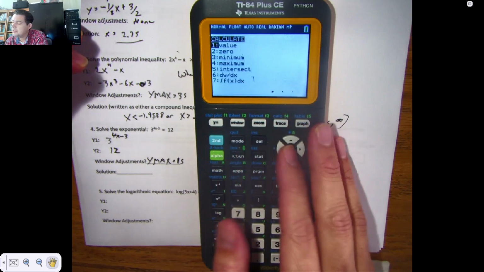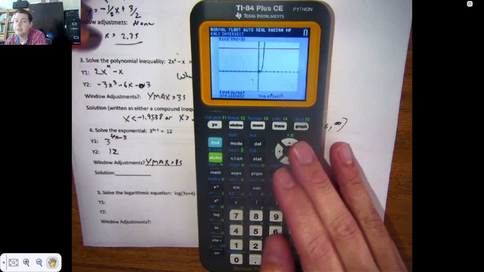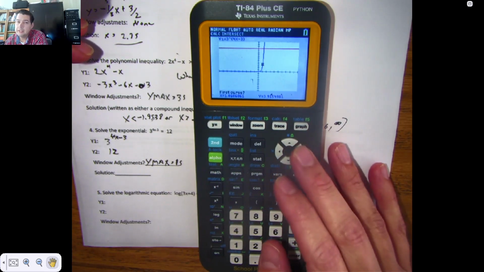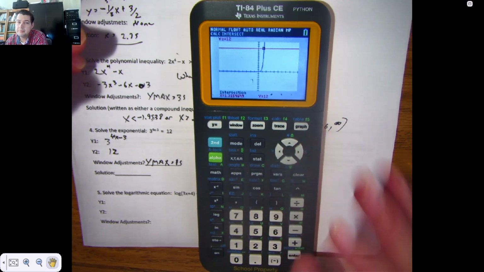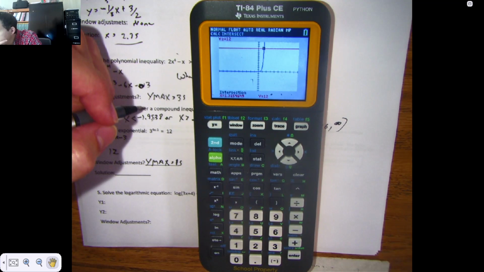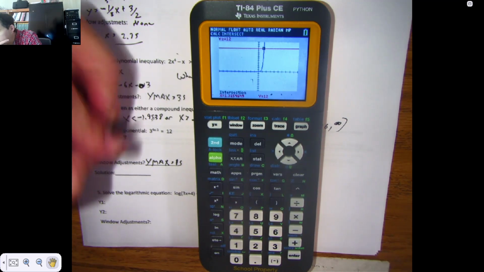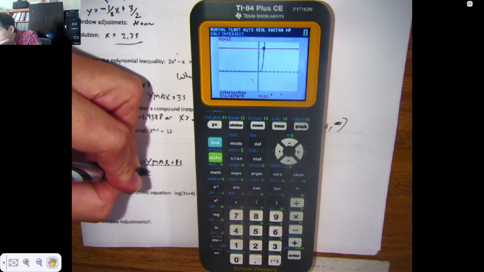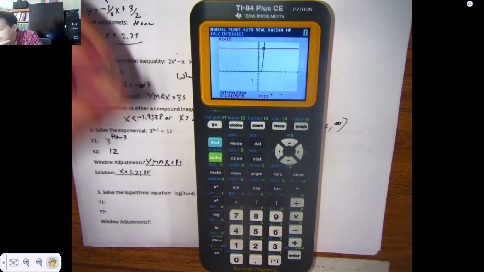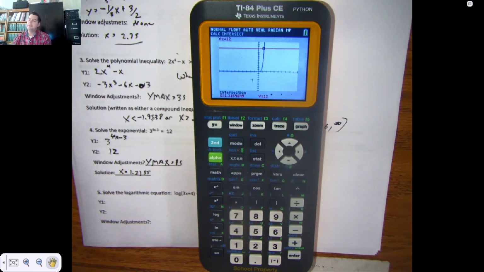Then second trace 5 intersect. You're going to use that a lot. You're going to get close, and you're going to press enter 3 times. And the intersection is about 1.3155. And you can kind of tell by looking at the graph that they're not ever going to intersect again. It's not going to happen. This thing shoots up to infinity.